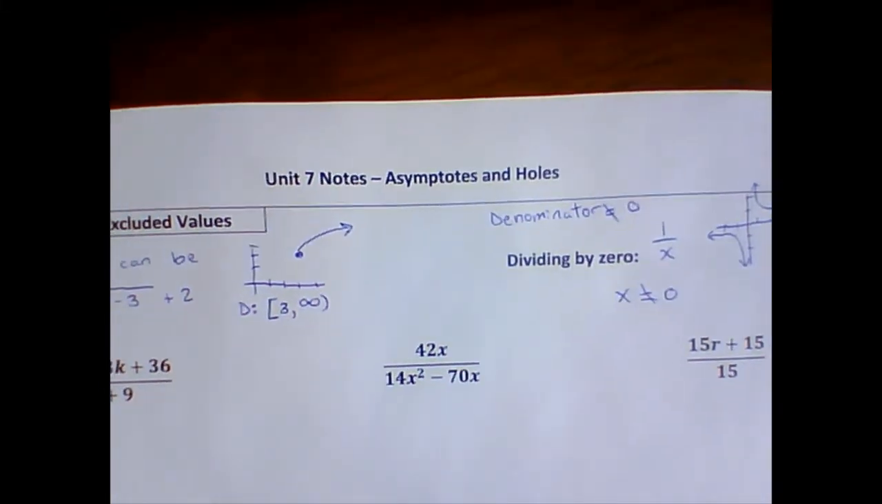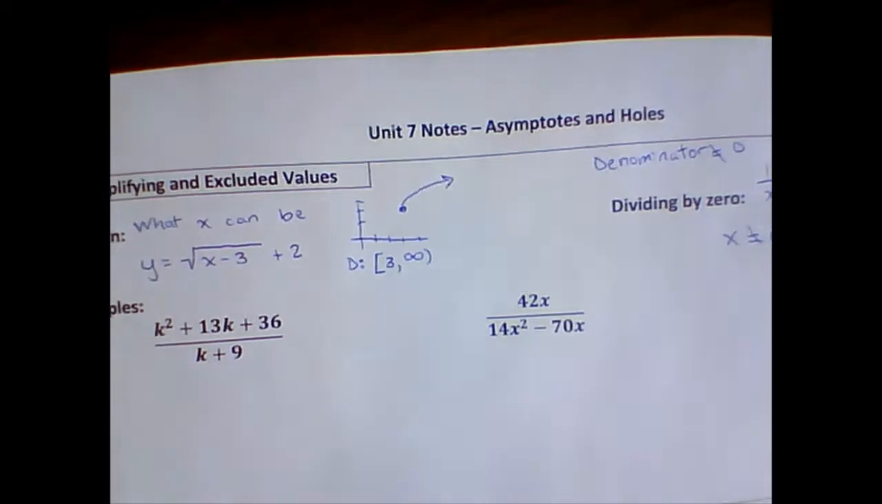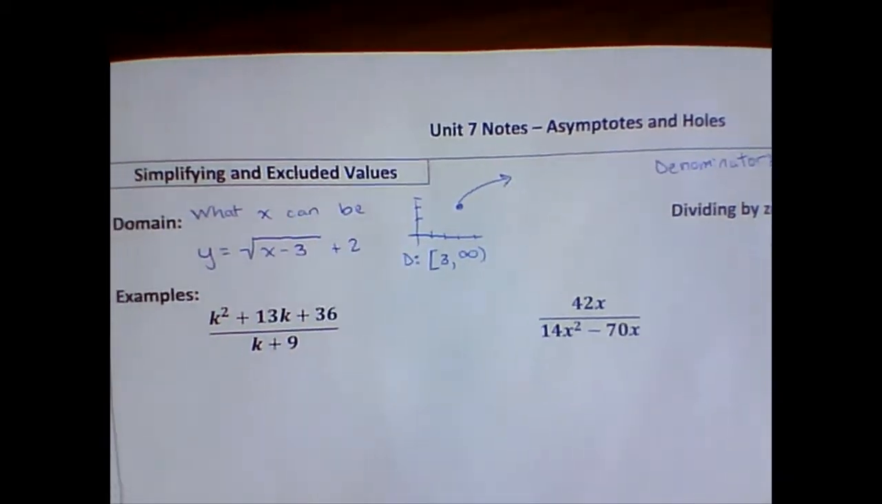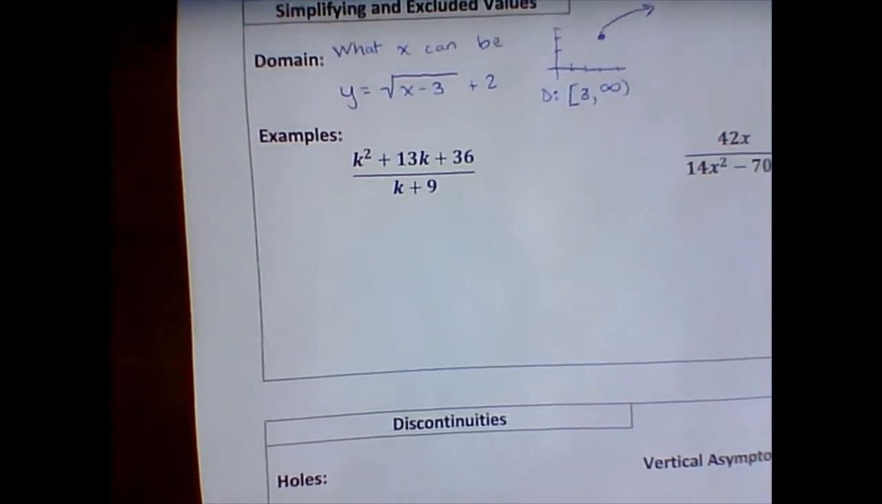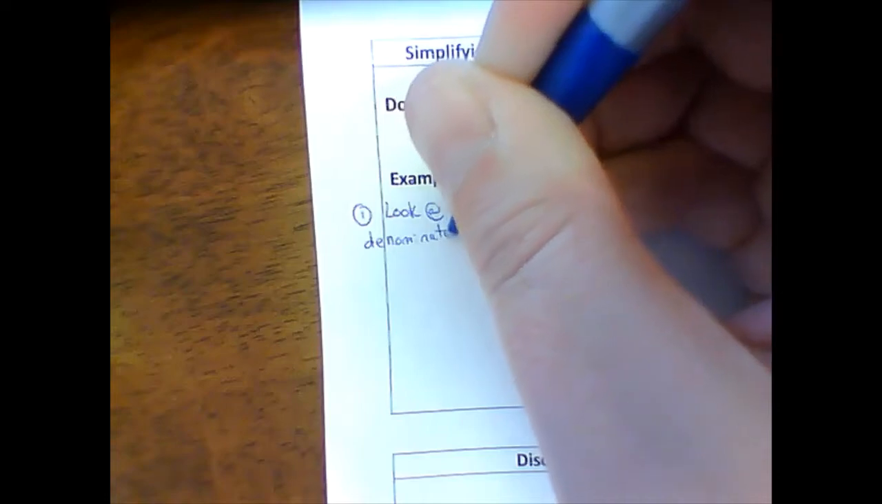And that is what is known as an excluded value. Okay? It's part of the domain. It's just a different way of looking at the domain. Rather than saying, oh, x can be all this stuff, we're going to simplify it and say, yeah, x can't be this. All right, so how do we find excluded values?